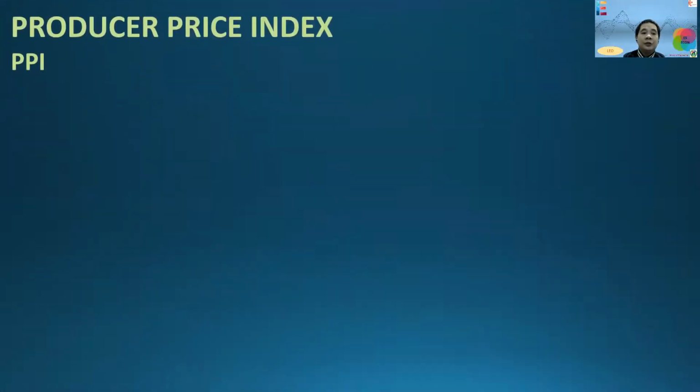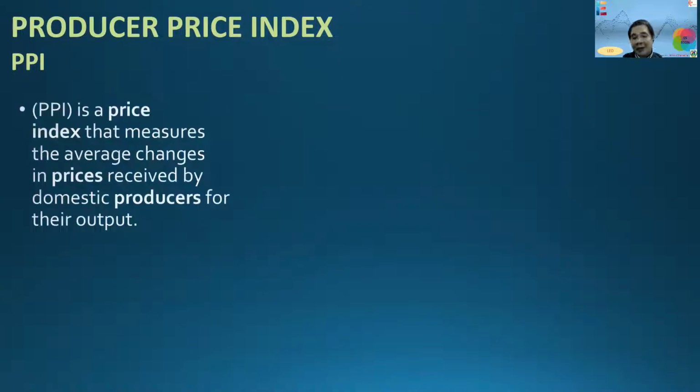So what is PPI? PPI is a price index that measures the average changes in prices received by domestic producers for their output. So that refers to the amount received by the producer.